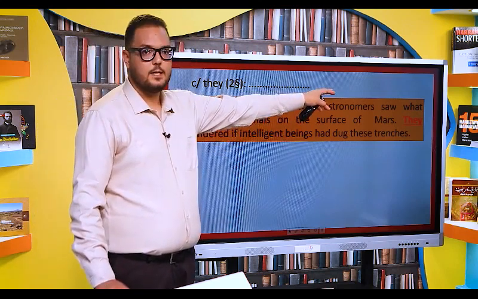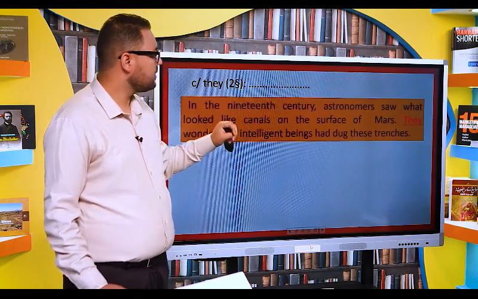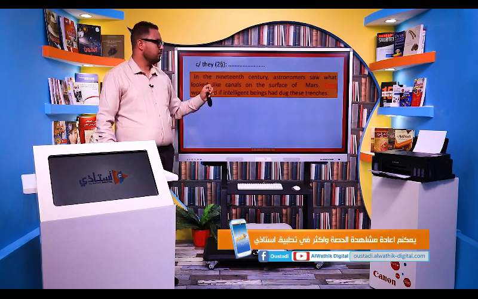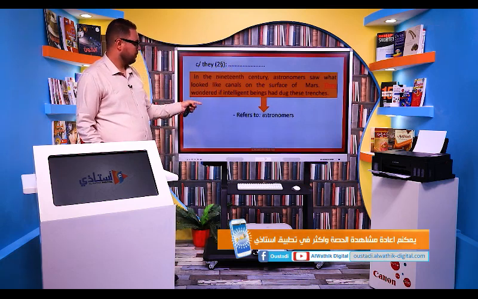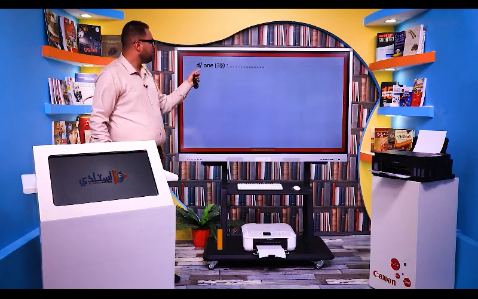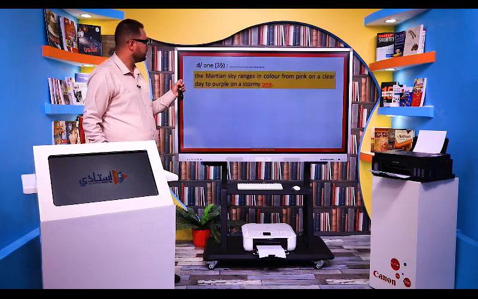Astronomers saw. So "saw" is the verb and "astronomers" is the subject. So "they" here refers to astronomers. D, one in the third paragraph.